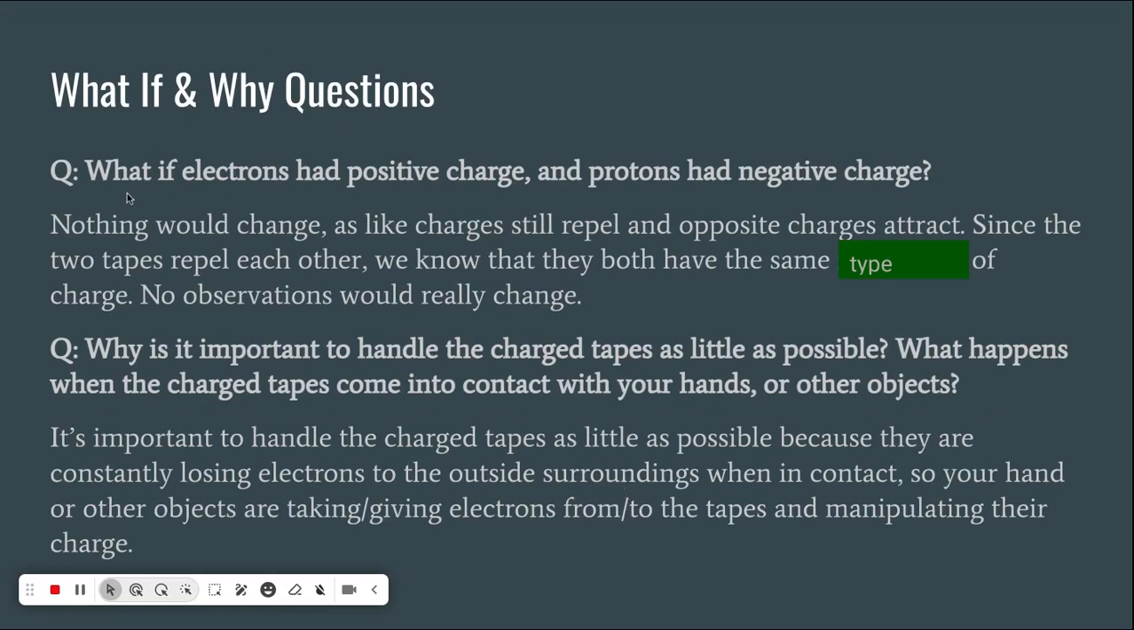What if and why questions. What if the electrons had positive charge and the protons had negative charge? Nothing would change. Like charges still repel, and opposite charges attract. Since the two tapes repel each other, we know that they both have the same charge, same direction of charge.